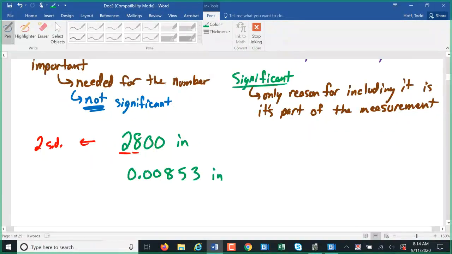This measurement here, 0.00853. The 8, 5, and 3 are significant because they're not zeros. The zeros up here, however, are needed for the number. If I take them out, it changes the meaning of the other digits. They're important again. But again, because they're needed for the number, they're not significant. This has 3 significant digits.